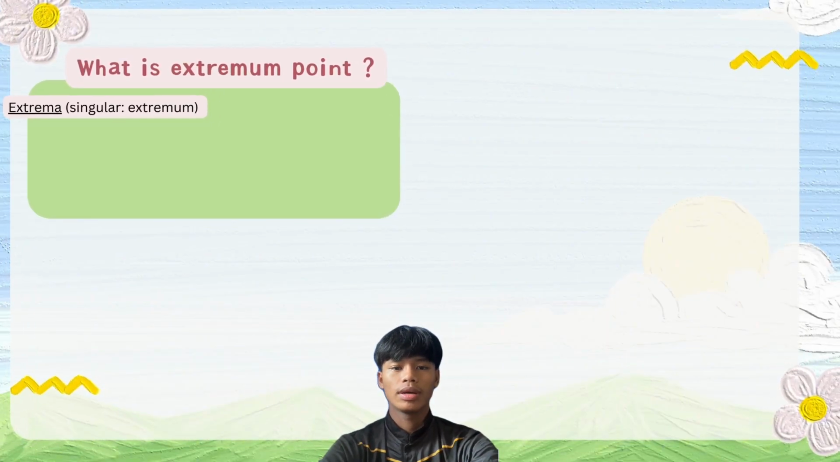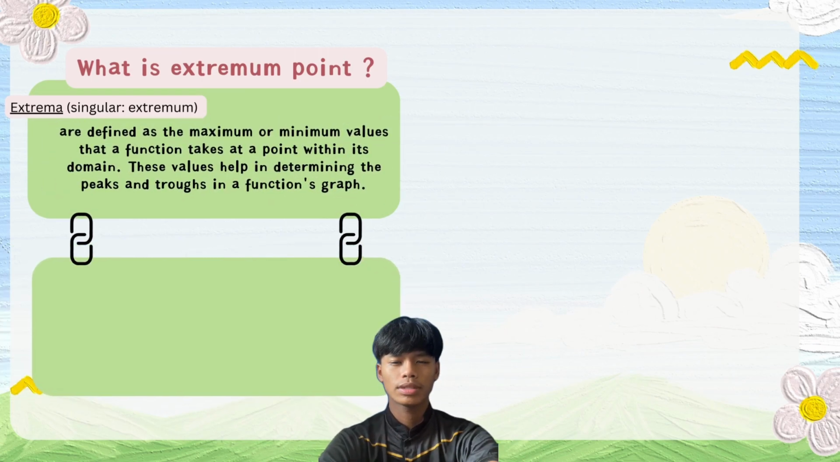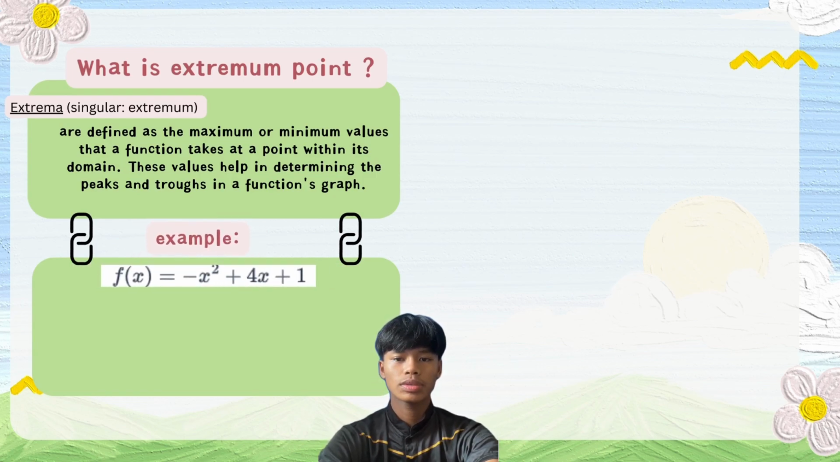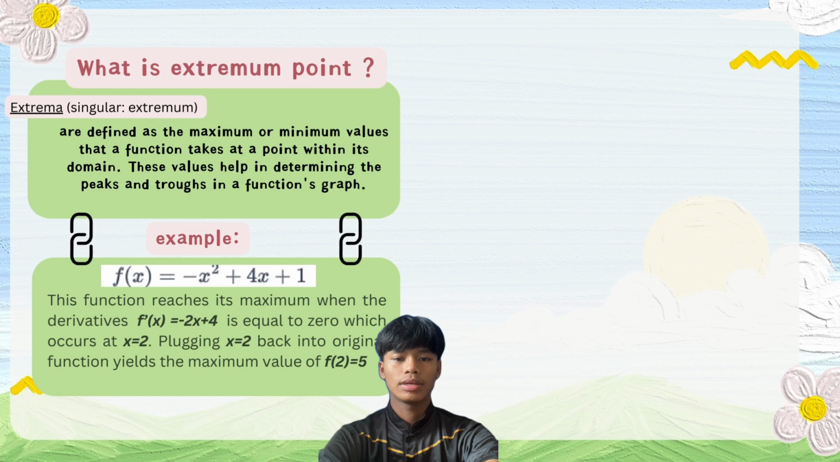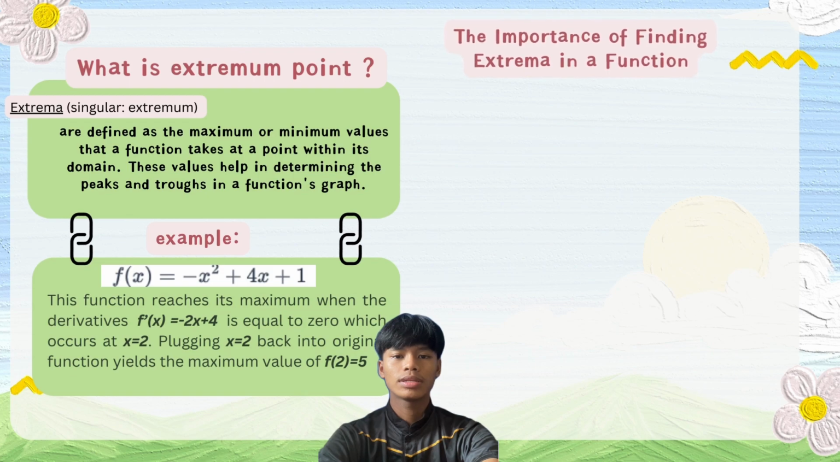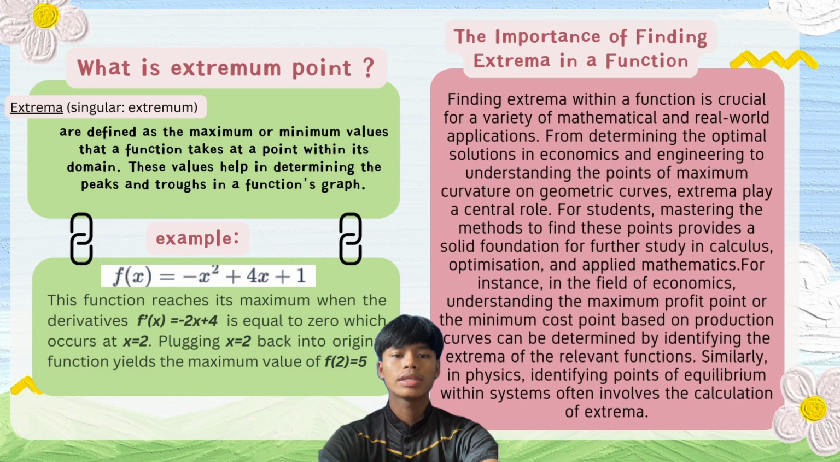What is extremum point? Extrema, singular extremum, are defined as the maximum or minimum values that a function takes at a point within its domain. These values help in determining the peaks and troughs in a function graph. Example, f(x) equals negative x squared plus 4x plus 1. This function reaches its maximum when the derivative f prime of x equals negative 2x plus 4 is equal to 0, which occurs at x equals 2. Plugging x equals 2 back into the original function yields the maximum value of f(2) equals 5.